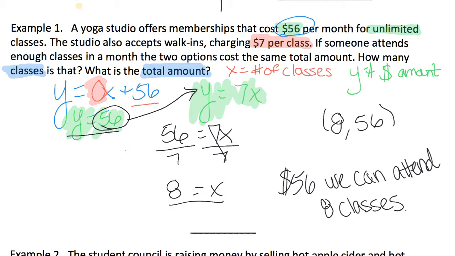Okay, so does that kind of make sense? So we said X is the number of classes. That's why it's 8 classes. $56 is how much it is for unlimited. So that's our total amount. So we answered both questions there.